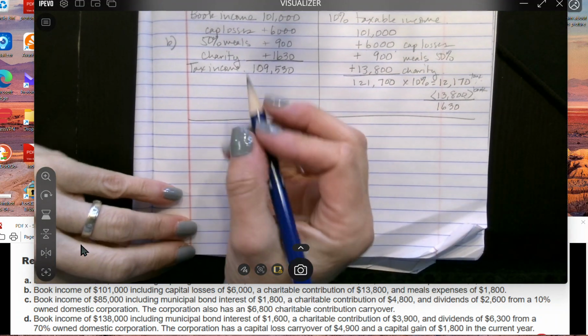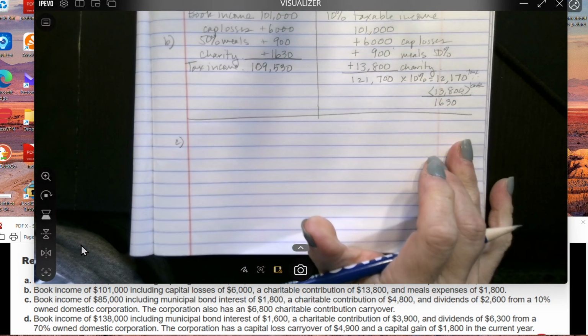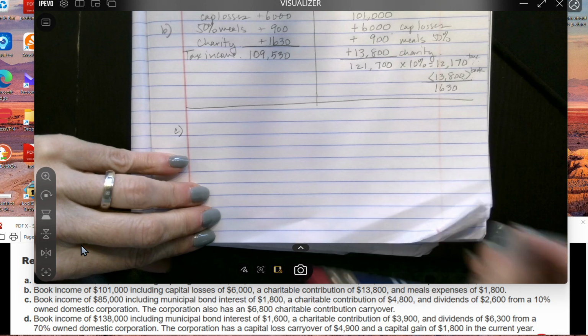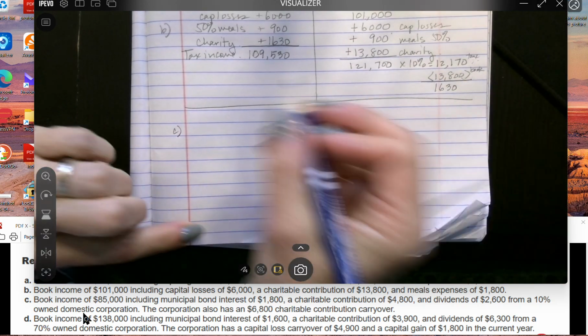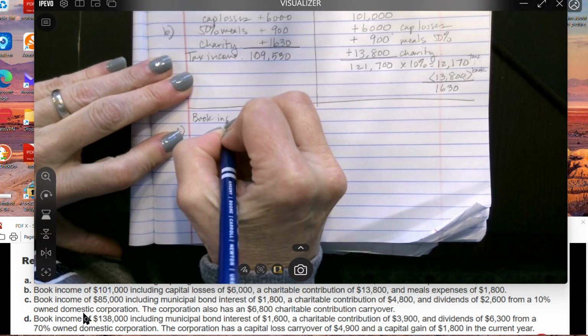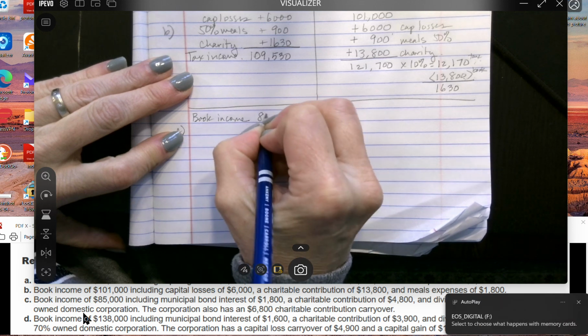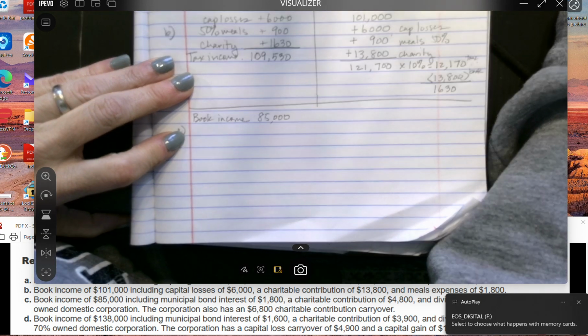Okay, so let's move on to part C down here. Hopefully you can see. Okay, so this one we're getting more complicated. All right, we're going to start out with book income of 85,000.